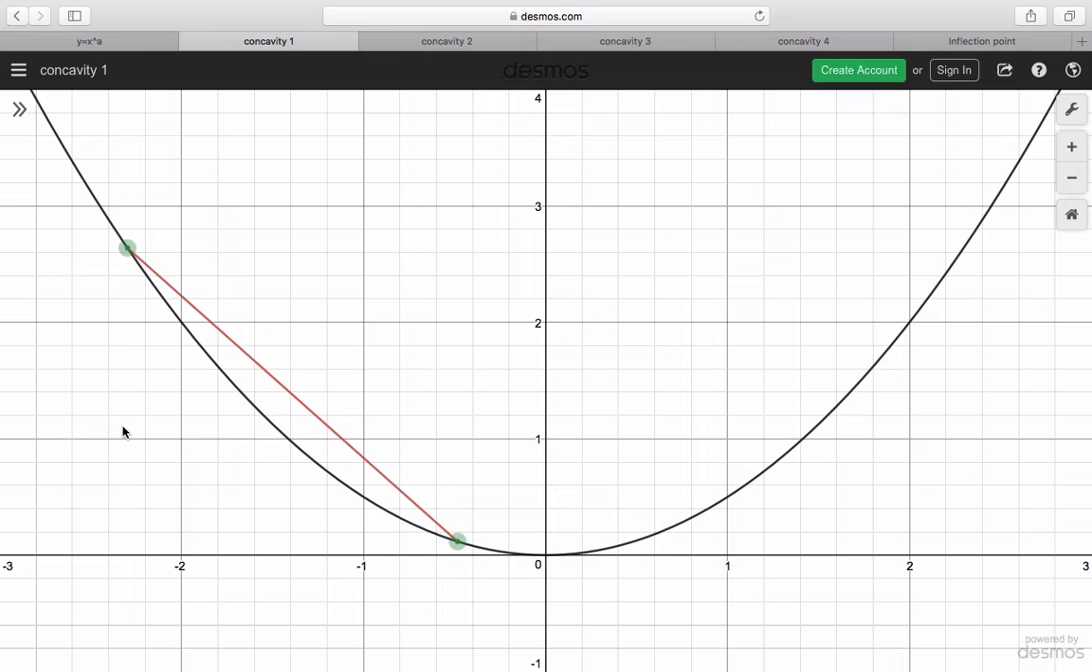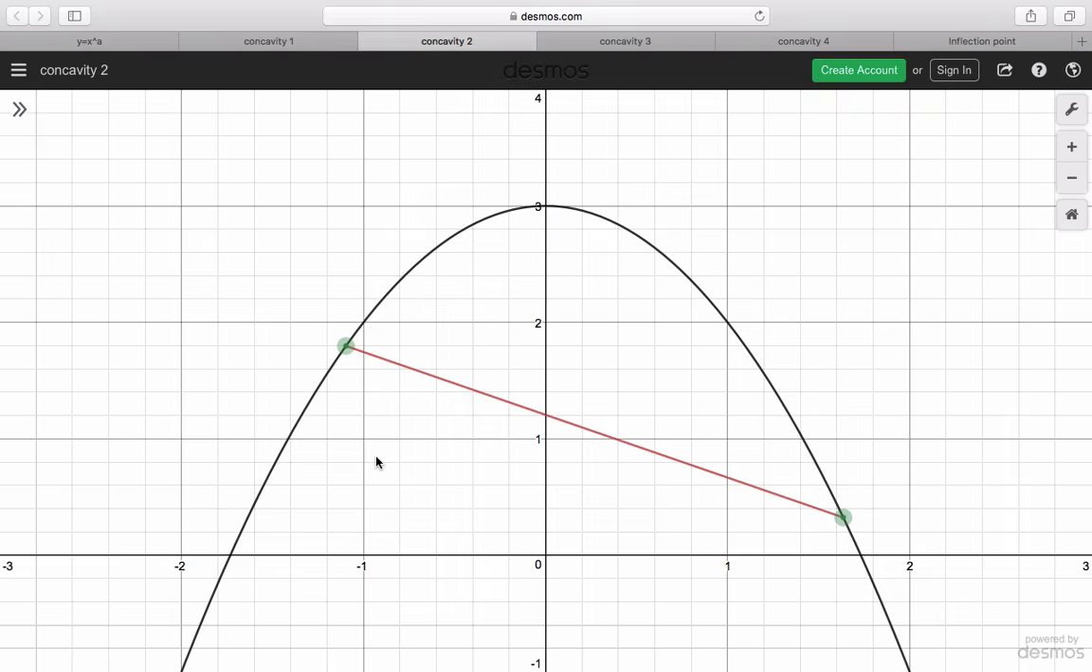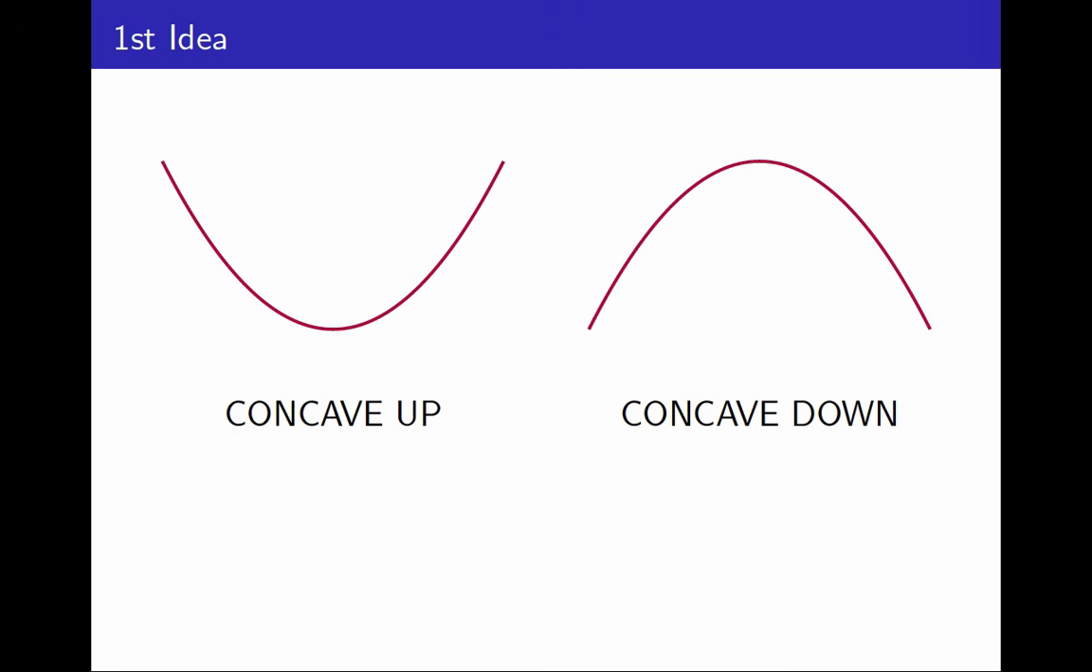First idea. Here I have the graph of a function that I want to call concave up. And I have chosen 2 points on the graph, and I've drawn the segment of the secant line between them. And what I notice is that no matter what these 2 points are, the segment of the secant line between them stays above the graph. By contrast, here I have a curve that I want to call concave down. And if I do the same thing, if I pick 2 points on the curve, and I draw the segment of the secant line between them, then no matter what these 2 points are, the segment of the secant line stays under the graph.